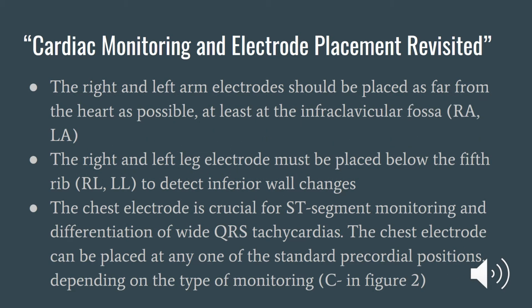According to the article Cardiac Monitoring and Electrode Placement Revisited, the right and left arm electrodes should be placed as far from the heart as possible, at least at the infraclavicular fossa. The right and left leg electrode must be placed below the fifth rib to detect inferior wall changes. The chest electrode is crucial for ST segment monitoring and differentiation of wide QRS tachycardias. The chest electrode can be placed at any one of the standard precordial positions depending on the type of monitoring. These positions can be seen in the figure on the next slide.